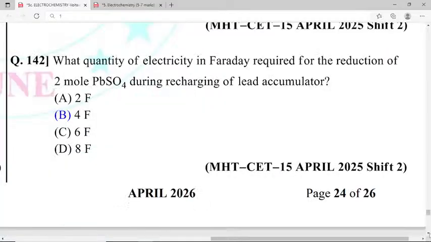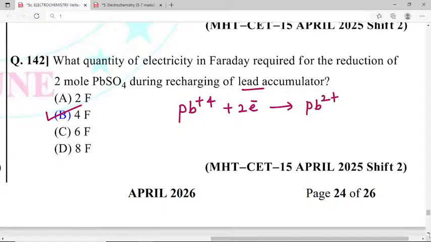What quantity of electricity in Faraday is required for reduction of 2 mole Pb2+ during discharging of a lead accumulator? So 4 Faraday, because Pb4+ plus 2 electrons gives Pb2+. For 1 mole it is 2 Faraday, but here it is 2 mole, so 4 Faraday are required. This is your answer, 4 Faraday.